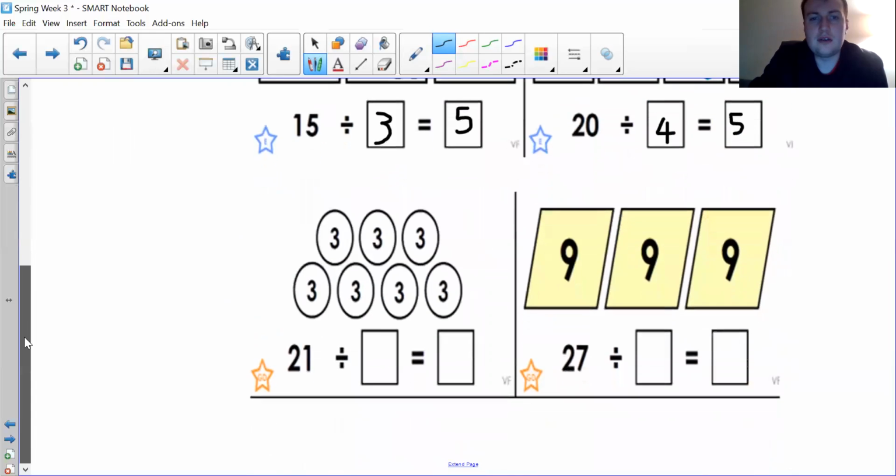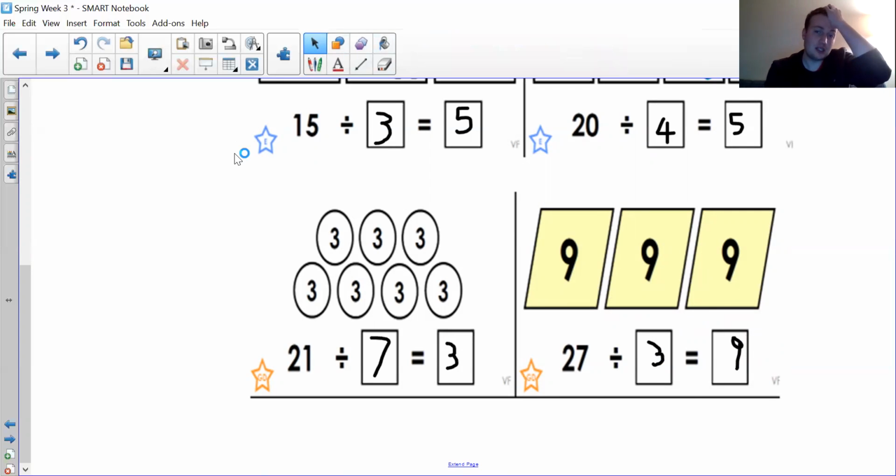And then down here, I can see that all of them have 3 in a group. And I can count up the groups and see there are 7 groups. So 21 divided by 7 equals 3. And here there are 3 groups. And it shows us that there is 9 in one group. So well done if you gave that one a go. That was an extra challenge, bit tricky, but that's us diving into the world of division and sharing.